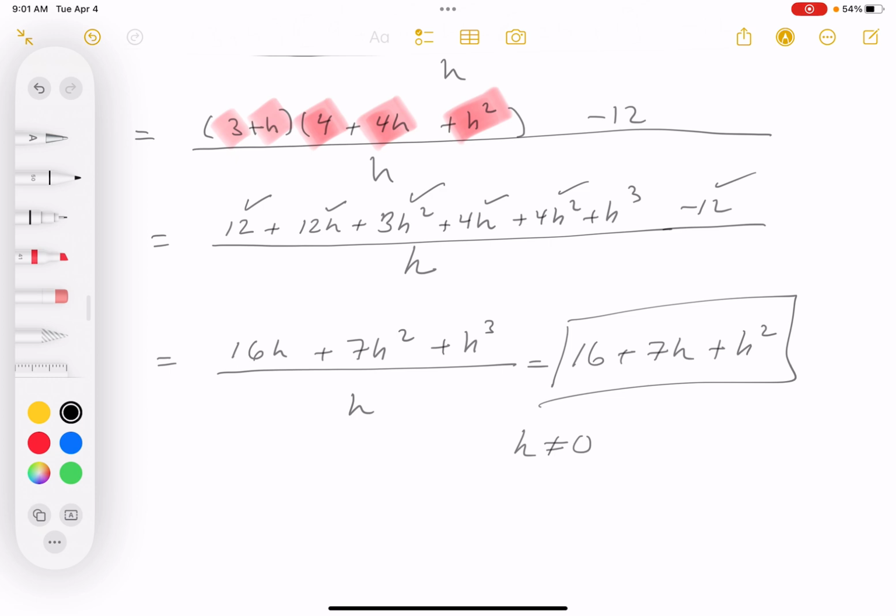All right? So the condition is that h is not equal to 0 for this nightmarish expression to be equal to 16 plus 7h plus h squared.